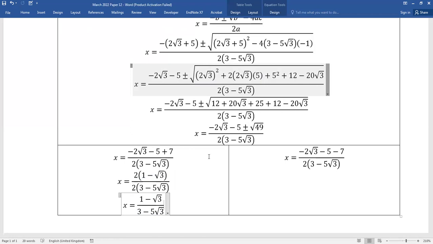You're not supposed to leave the answer like this. What do we do now? We'll rationalize by the conjugate, so 3 plus 5 under root 3. Multiply, carefully, use brackets.